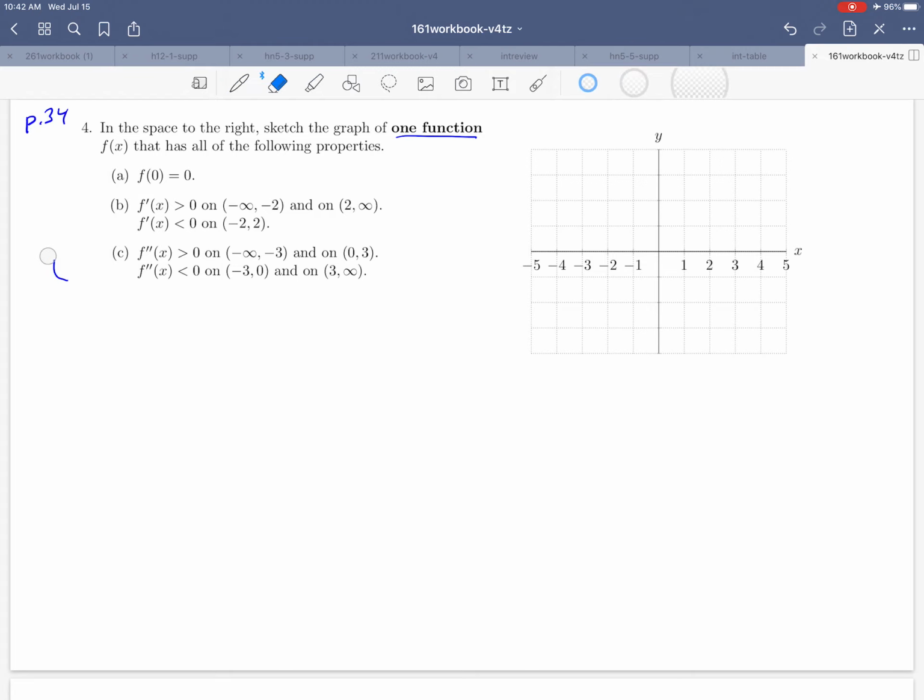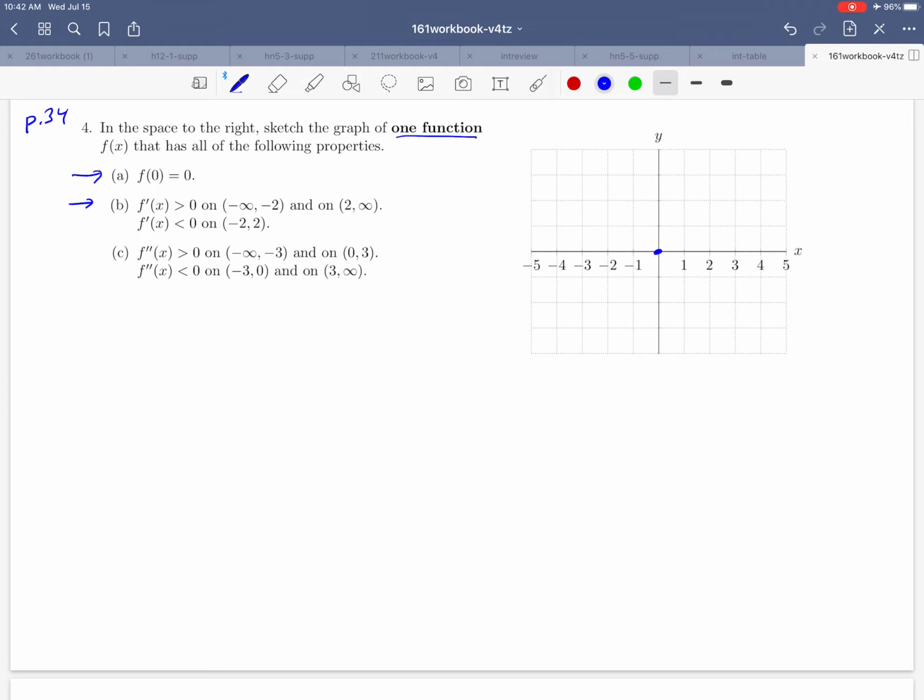All right, so let's start with the first condition. They tell us that f of 0 equals 0. What is that telling us graphically? Well, it's really just telling us that there's a point on this curve where x is 0 and y is 0. So we know that our curve, whatever it looks like, goes through the origin. And then we move on to part B.